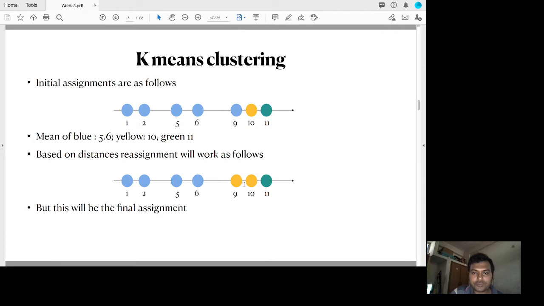So these 2 points become yellow, this point remains green, these first 4 points remain blue. Based on the distances, this reassignment will work as follows after the first step. Now if you run the k-means algorithm again on this particular assignment, you will see that these clusters won't change. These will be the final assignment by the k-means clustering algorithm.